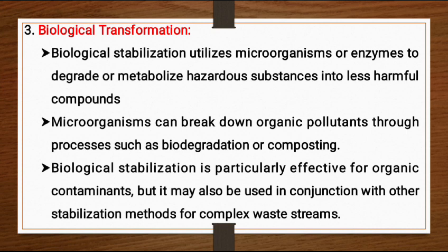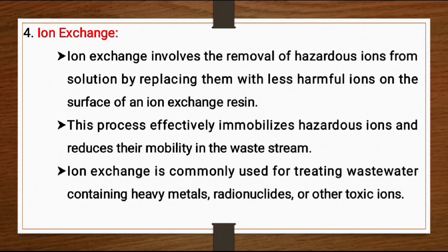And also next one is we are going to see about the ion exchange process. Ion exchange process involves the removal of hazardous ions from solutions by replacing them with less harmful ions on the surface of an ion exchange resin. So the hazardous ions will be taken up by the resin, and will be exchanged by other non-hazardous ions. This process effectively immobilizes hazardous ions and reduces their mobility in the waste stream. Ion exchange is commonly used for treating wastewater containing heavy metals, radionuclides, or other toxic ions.